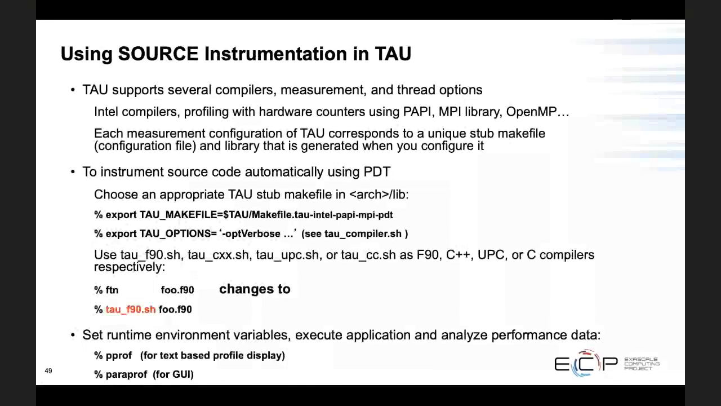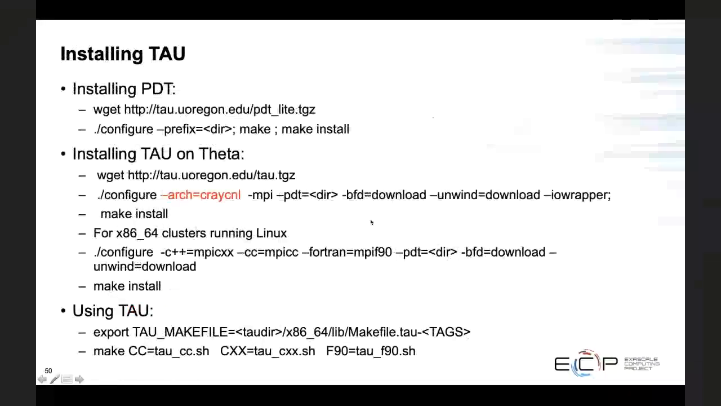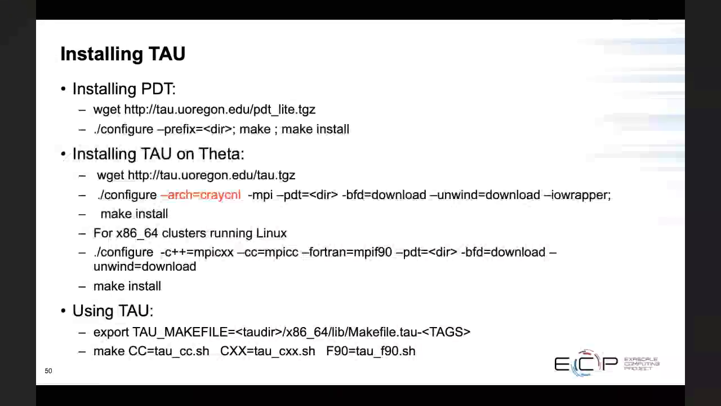This identifies a given configuration of TAU, whether it is to use Intel compilers with profiling with PAPI or MPI or OMPT like we saw with the -T. And these tags are the same as the -T parameters. So when you install TAU, you can typically configure it with PDT, tell where PDT is located, and enable the BFD, unwind, and IO wrapper flags.